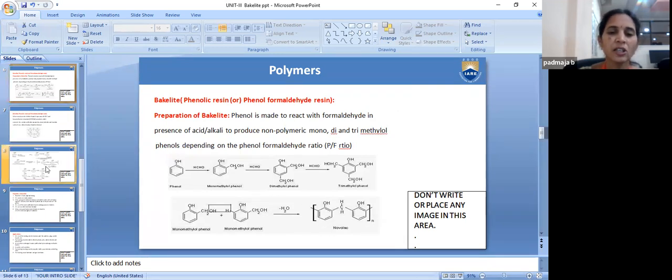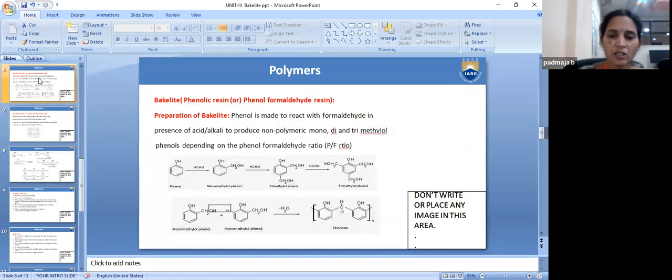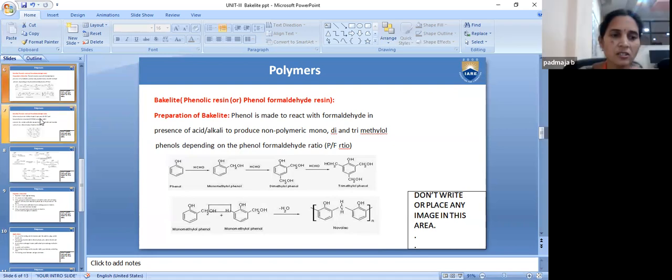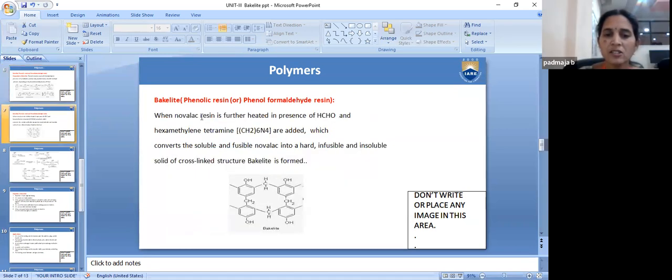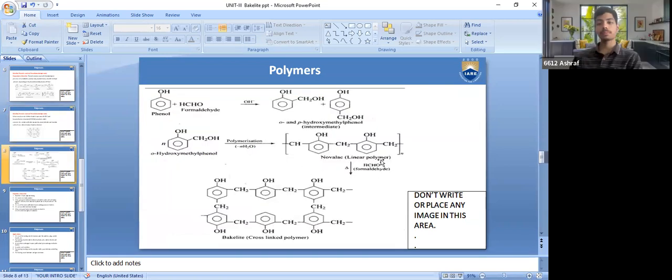So what structure will you get? I wrote N here. Novolac structure. Novolac is what? A linear structure, a linear polymer we are getting. Yes, Novolac is a linear polymer.